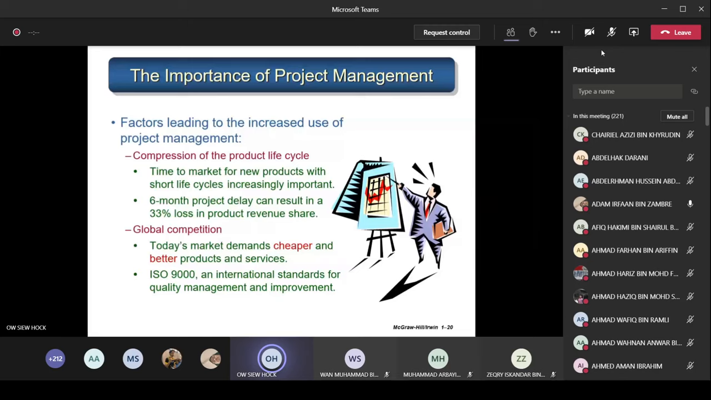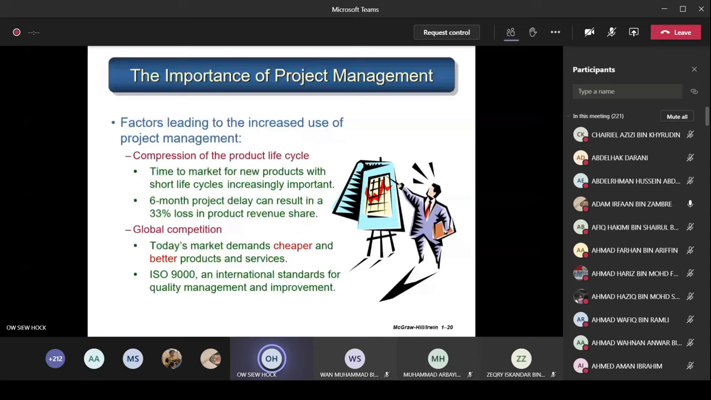Today's market demands cheaper and better products and services. I'm sure you know the term ISO 9000. UM is certified, you see, the ISO 9000 series, international standards for quality management and improvement. So of course, every one of us wants to buy something that is cheap but is also a good product. So in order for people to produce cheap and good things, you have to apply ISO standards. So standards imply quality, okay? When they say ISO, it reflects the term quality. That means whatever you produce has quality. So UM is ISO certified.